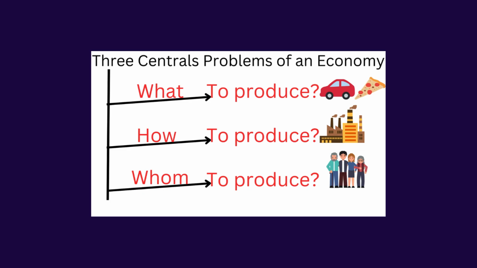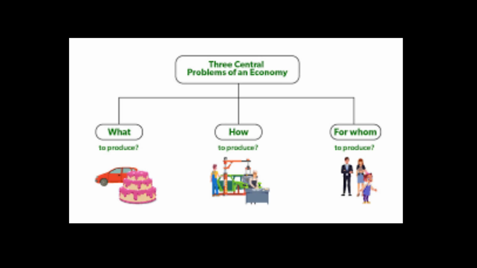So there are three central problems of economy we have: either we have to produce a basic need like food or a car, and how to produce, whether we can use a machine or techniques, or we can use human labor to produce the product, and whom to produce, whether we are making for old age people or men or women or kids. For whom are we producing, these three major things you have to analyze. That is the central problem of an economy. See, what to produce, how to produce, and whom to produce.